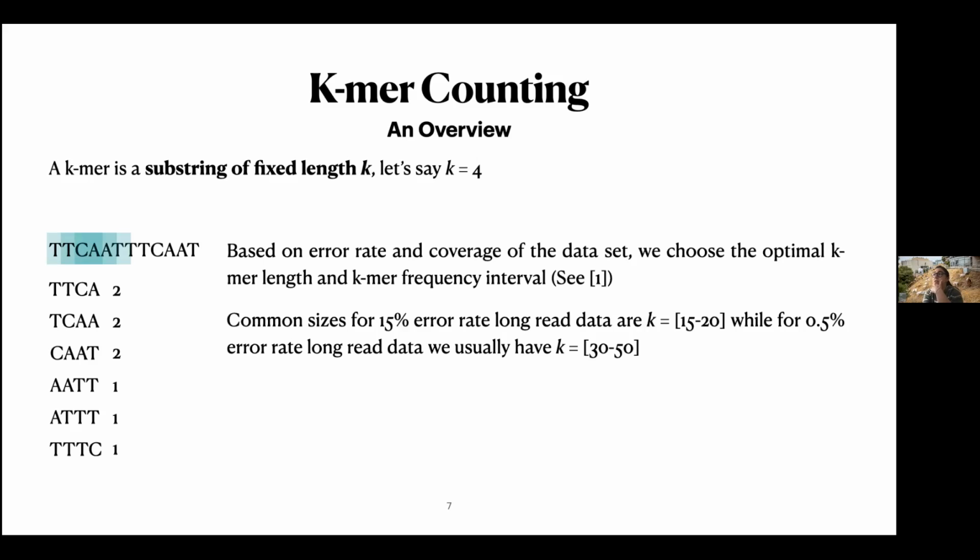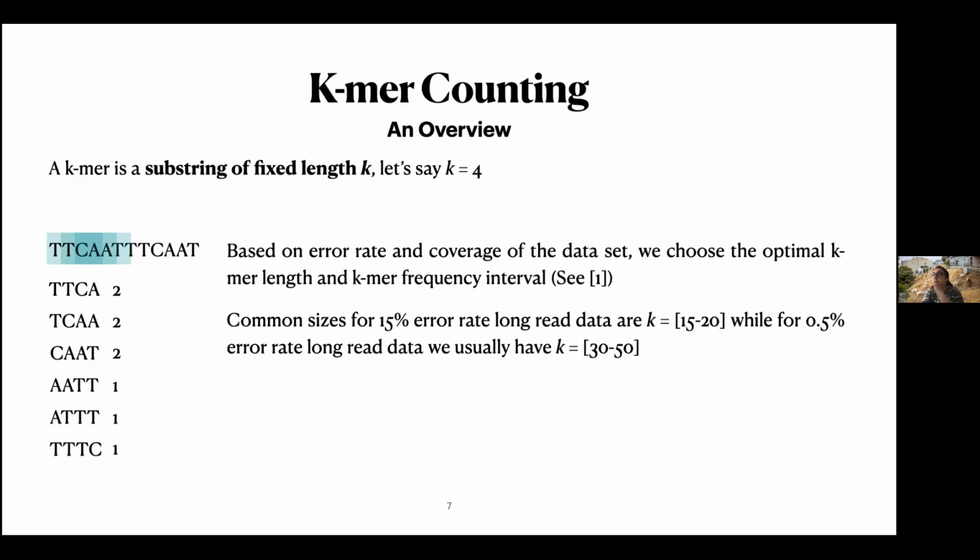Then, based on some work that we did, and there is the reference at the end of the presentation, we can select the optimal k-mer length and the k-mer frequency interval that we want to use based on the error rate and the coverage. That is just another word for depth of the dataset. So, for example, if we have a 15% error rate dataset, a typical length is k between 15 and 20 based on the depth of the dataset.